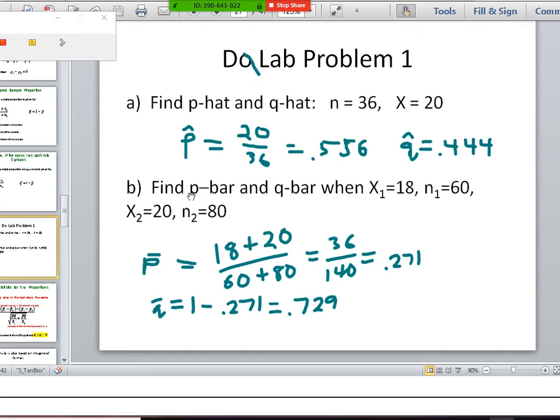All right, P bar and Q bar. So P bar is going to be, I had 18 plus 20 successes out of 60 plus 80 people, so 36 over 140, 0.271, and then Q bar is 1 minus that, 0.729. Okay, so you guys should be all good with that part. And then we'll go ahead and move on.